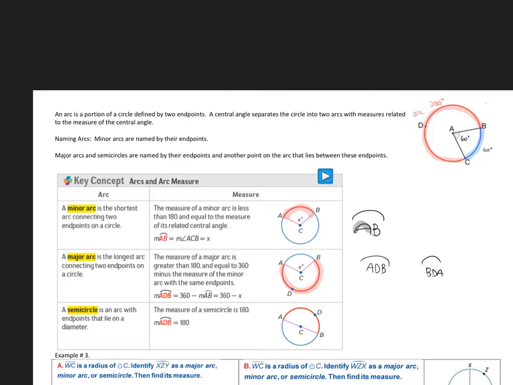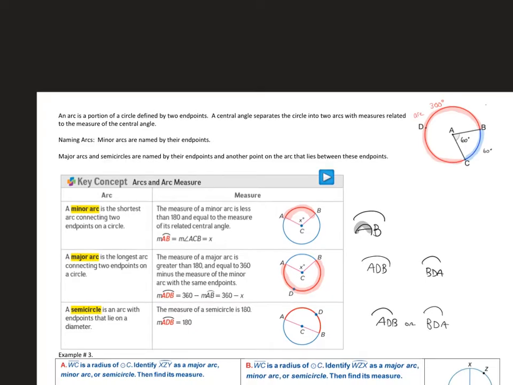The semicircle here is arc ADB or arc BDA. Anytime we have 3 letters, it's either going to be a semicircle or a major arc. Some books will try to confuse you and give you a minor arc with 3 letters, but no, a minor arc always uses 2. Anything that is major is going to use 3.